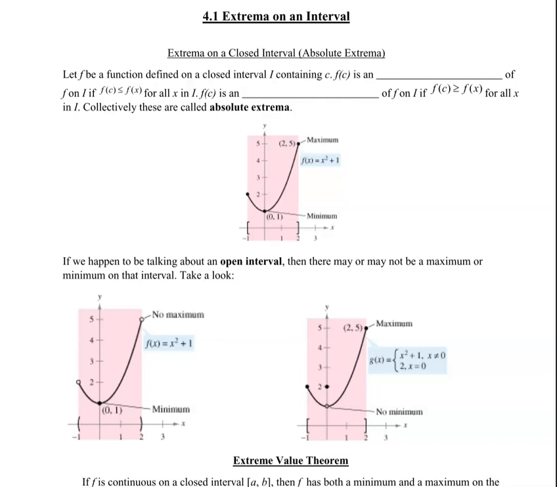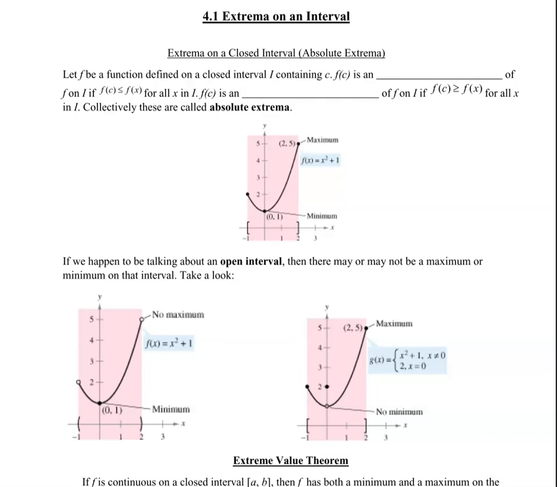We're starting off talking about extrema. That's a funny word, but it basically just is a plural word for extreme. Instead of saying extremes, we say extrema. Extrema on a closed interval, we would call absolute extrema. And this definition looks very formal, but we'll break it down.